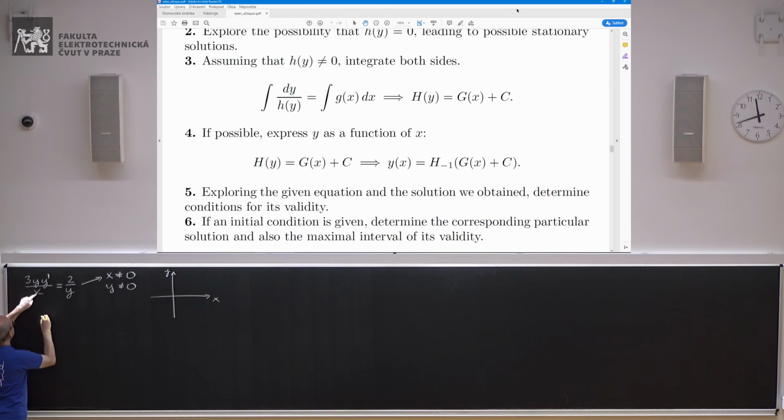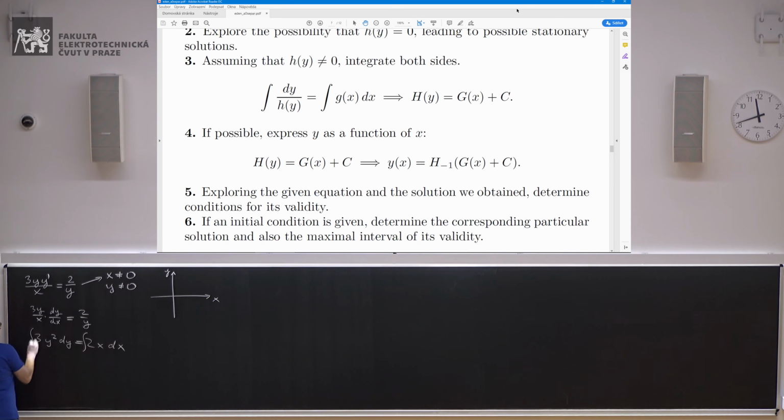Let's see. 3y squared dy over dx should be 2x. Okay, I throw all the y's to the left, all the x's to the right. Does it work nicely? 3y squared dy is 2x dx. Okay, I separate it, good.